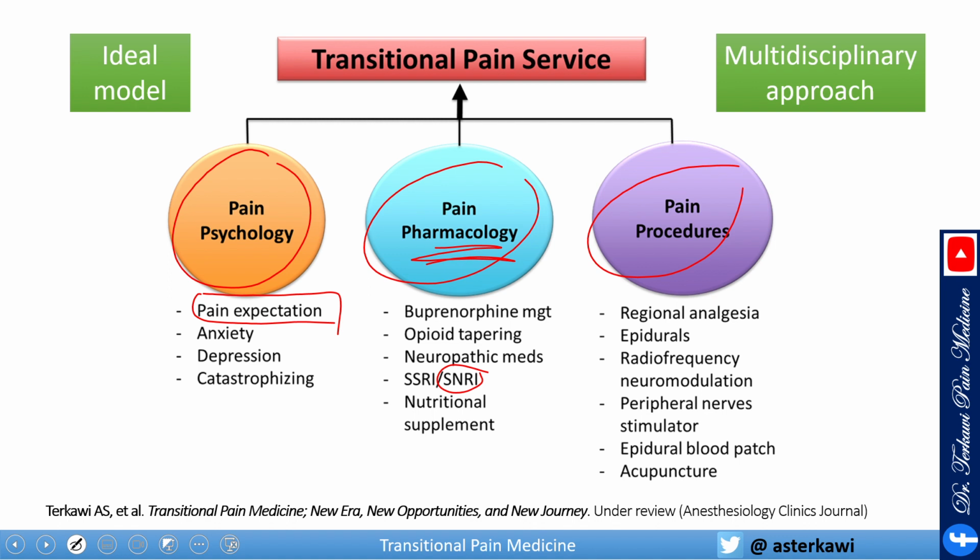The pain procedures basically provide regional analgesia, epidurals, a well-placed epidural early on, radiofrequency, neuromodulation, peripheral nerve stimulator, cryotherapy, and blood patches for those who develop a CSF leak. Acupuncture might have a role, but the point is that it's again providing some procedures with some pharmacological management and some psychological support. All of this can be a component of the transitional pain service.